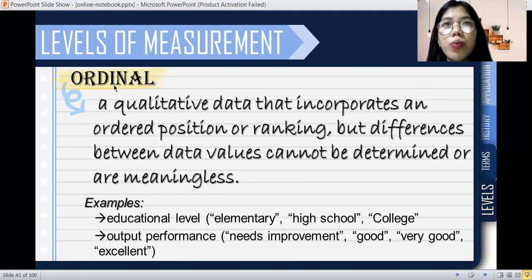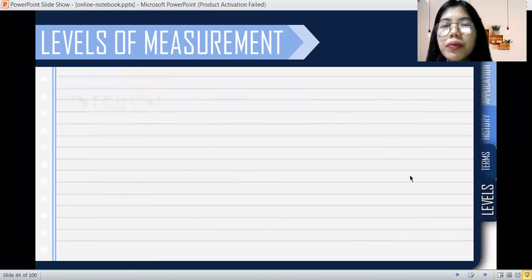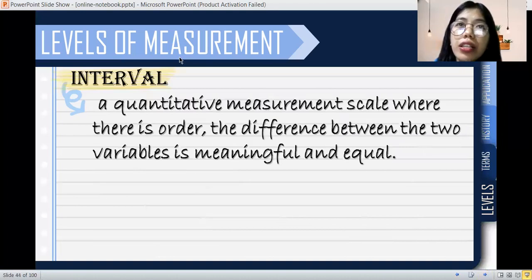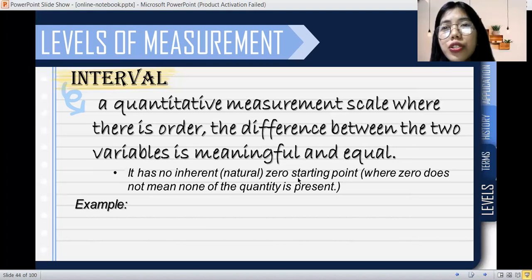Though gumagamit siya ng number, sa ordinal, this is only to rank, no? So, ayun po. However, it is still part of a qualitative data. The third one, we have the interval. Now, for this one, it is already a quantitative measurement scale where there is order and the difference between the two variables is meaningful and equal. Interval. It has no inherent natural zero starting point, where zero does not mean none of the quantity is present.